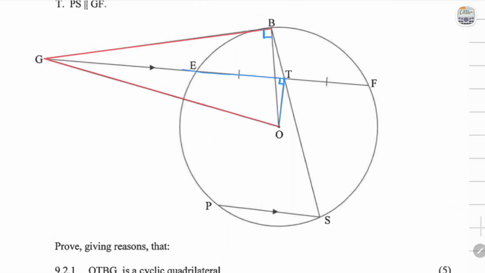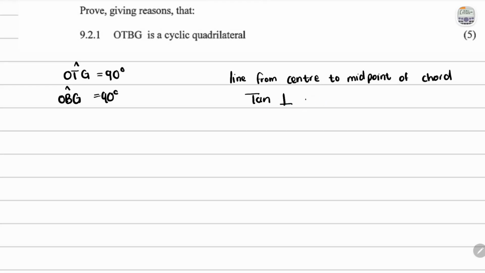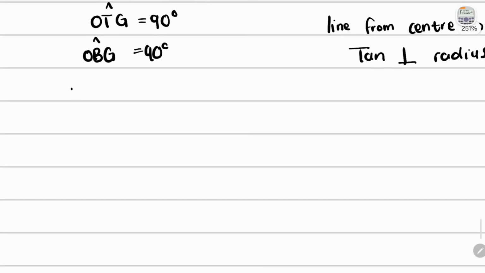And then we also know that OBG is also 90 degrees, and that's because the tangent and the radius are always perpendicular at the point of contact. So OBG is also equal to 90 degrees because of tangent perpendicular to radius. And so we can conclude that these two are equal. So that concludes that OTG is therefore equal to angle OBG.